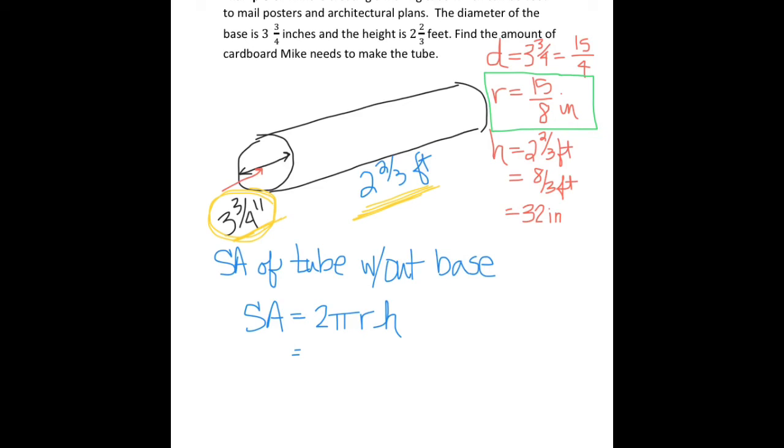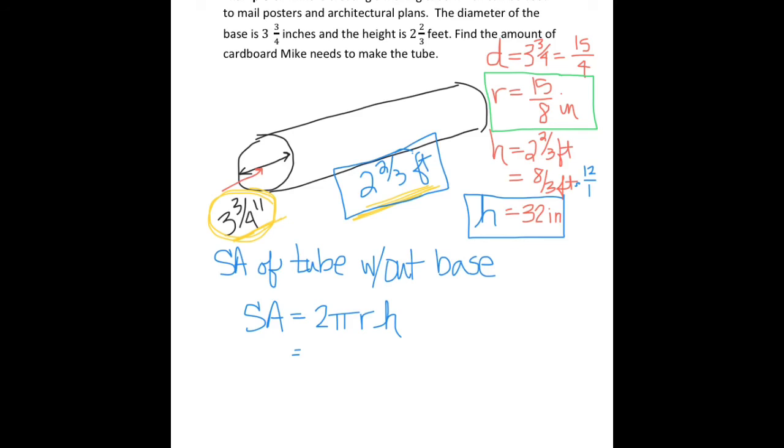And then I have 2 2/3 feet for the height of the tube. 2 2/3 feet is the same thing as 8/3 feet, but I need to turn that into inches. So I take that and I multiply it by 12/1 because there are 12 inches in a foot, and that becomes 32 inches. So my height is 32 inches. I love giving questions, hint, hint, where the units are changed, like this one. So you need to watch for that.